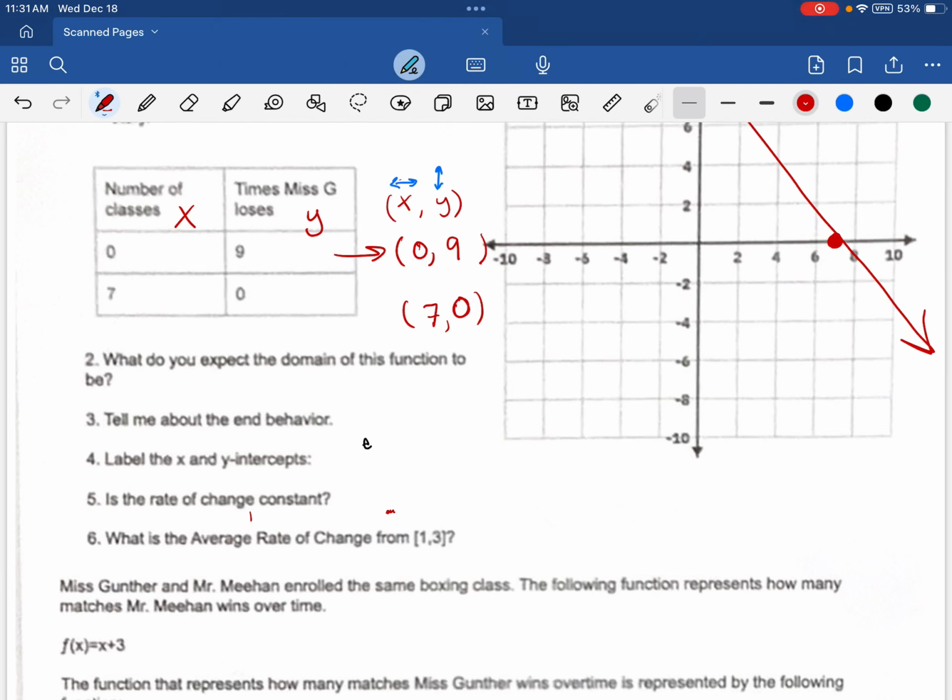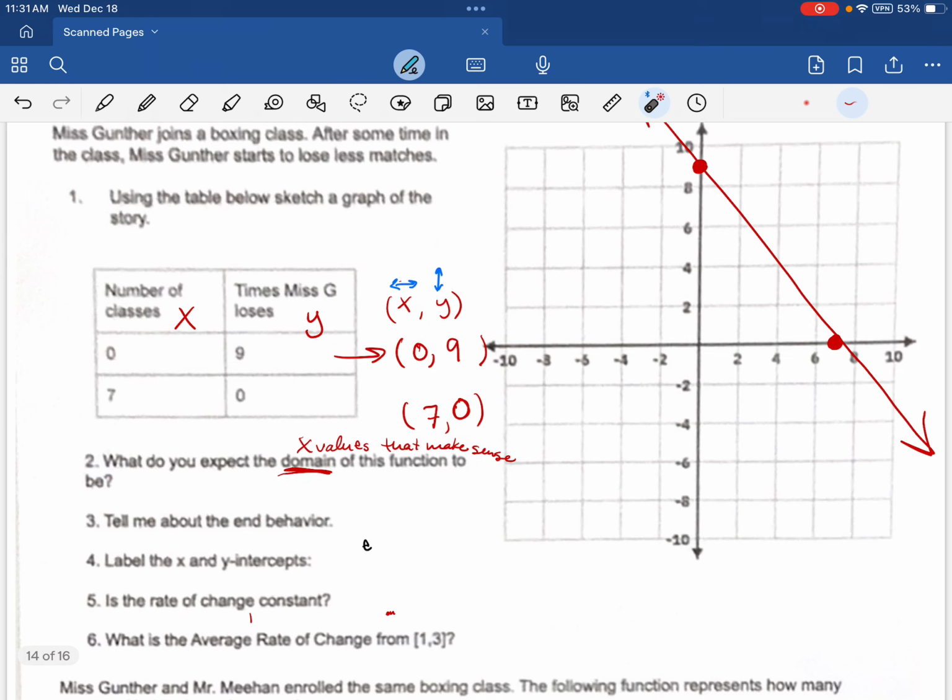Back again. Question 2. What do you expect the domain of this function to be? Remember, domain is all x values that make sense. All x values that make sense. All right, so let's take a look at this.